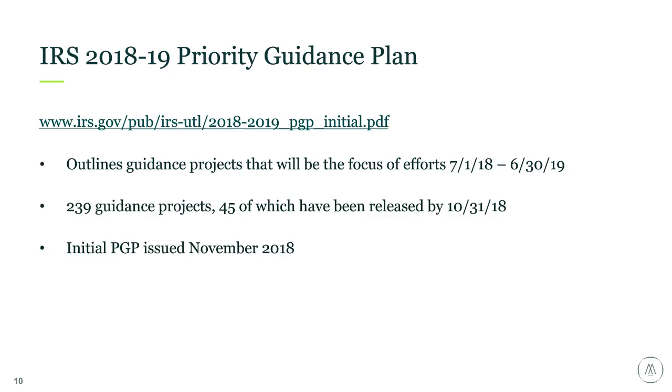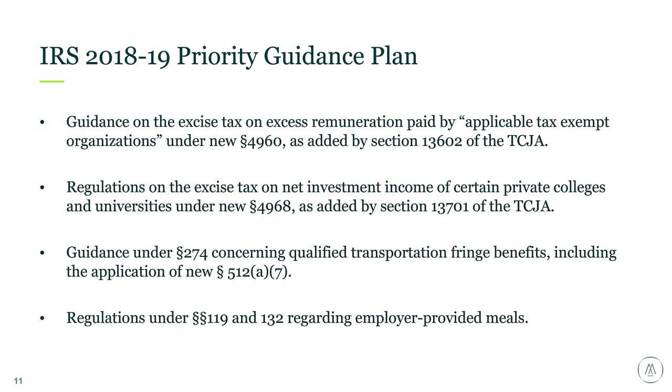The priority guidance plan is issued under a fiscal year, so it's for July 1 through June 30. There are 239 projects, 45 new ones that came out in October of 18. And ones that are affecting the nonprofit areas, we need so much guidance with the Tax Cuts and Jobs Act. The first one listed is the compensation excise tax that we're going to go over under tax reform. An excise tax for private colleges and universities, which was added.